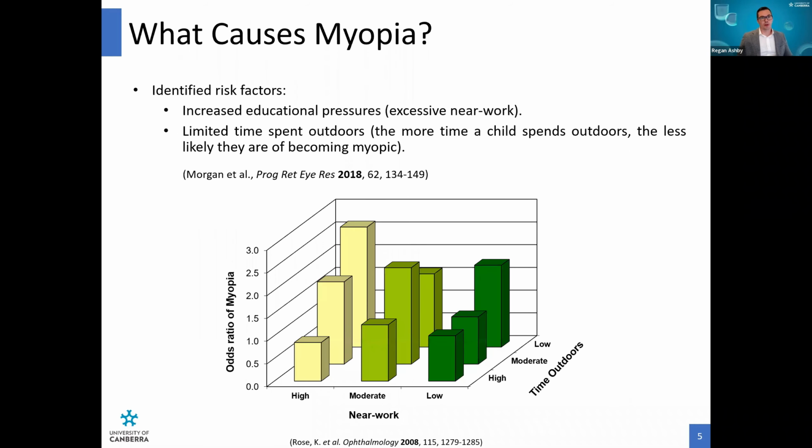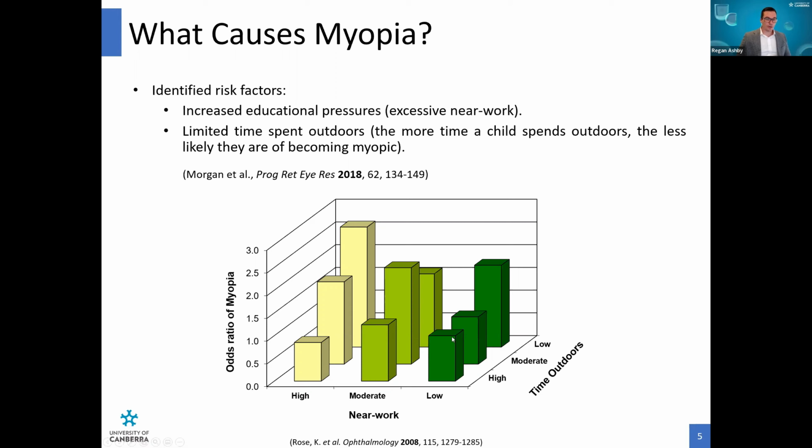So what causes myopia? Well, there's two major identified risk factors. The first of these is increased educational pressure, that is excessive near work during your younger years. The second one is limited time spent outdoors, and it's now been shown by a number of epidemiological studies that the more time a child spends outdoors during their youth, the less likely they are to develop myopia.